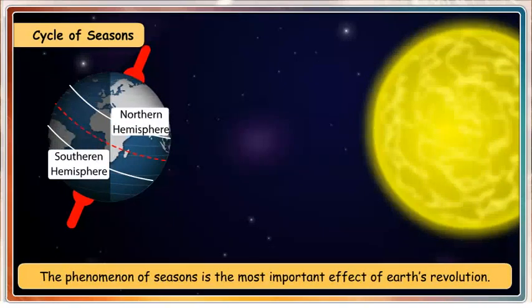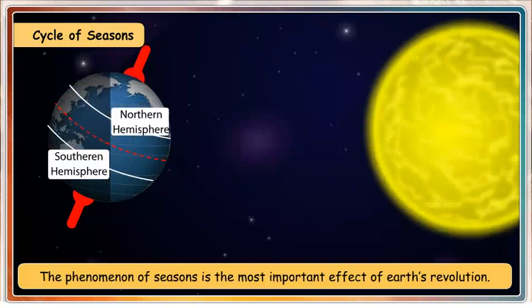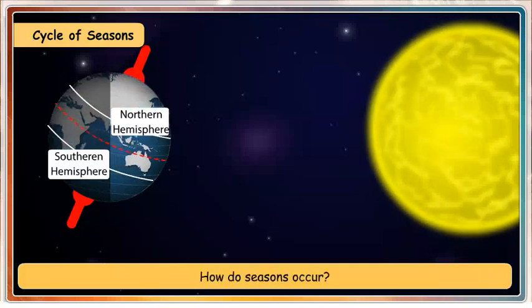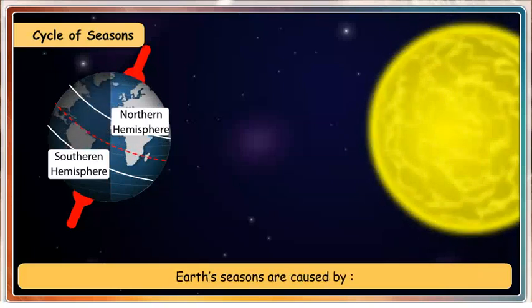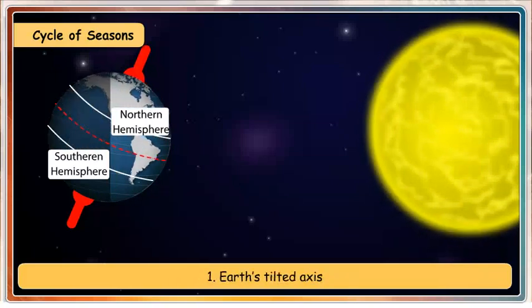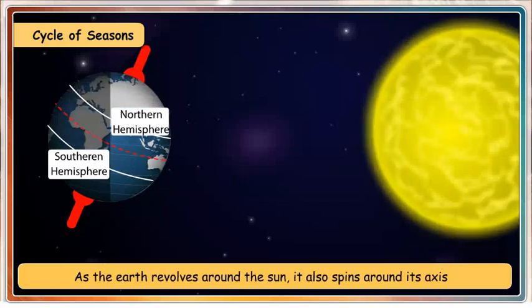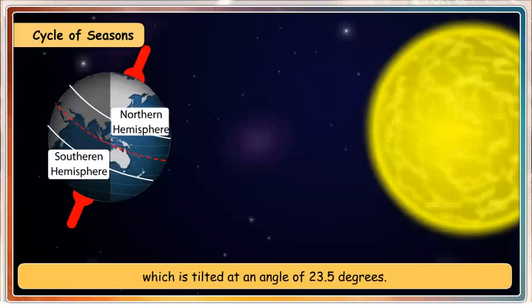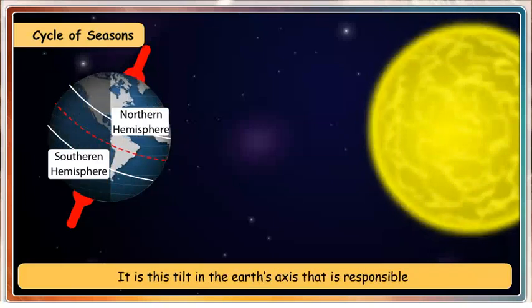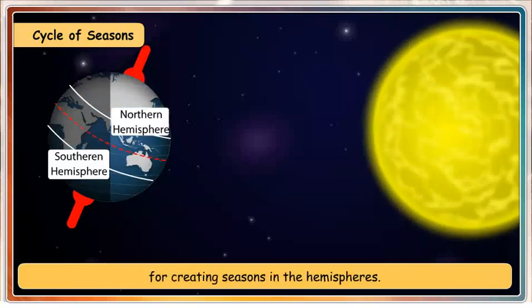Cycle of seasons. The phenomenon of seasons is the most important effect of Earth's revolution. How do seasons occur? Earth's seasons are caused by Earth's tilted axis and Earth's revolution around the Sun. As the Earth revolves around the Sun, it also spins around its axis, which is tilted at an angle of 23.5 degrees. It is this tilt in the Earth's axis that is responsible for creating seasons in the hemisphere.